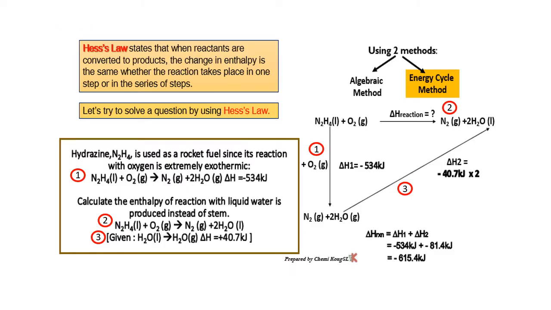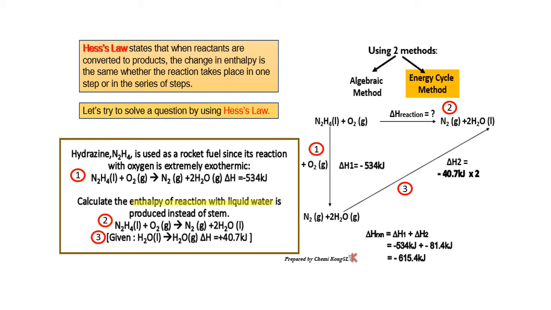We try one more question. Try to solve the Hess law problem by using the algebraic and energy cycle methods. Hydrazine N2H4 is used as a rocket fuel since its reaction with oxygen is extremely exothermic. So this is thermochemical equation 1. Calculate the enthalpy of reaction when liquid water is produced instead of steam.